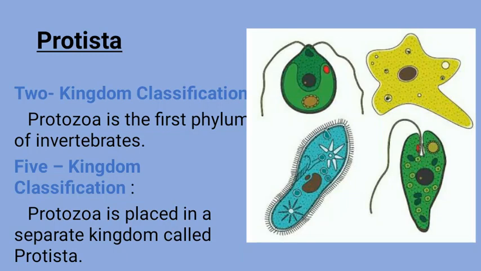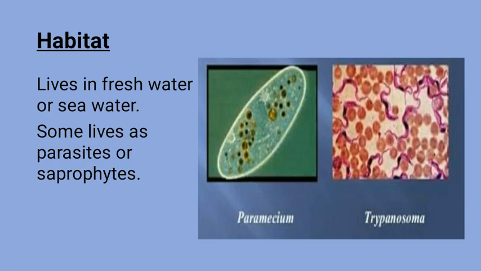Today we will discuss phylum Protozoa. According to the two kingdom classification, Protozoa is the first phylum of invertebrates. Invertebrates are those organisms which do not have a vertebral column. But the five kingdom classification placed Protozoa in a separate kingdom called Protista.